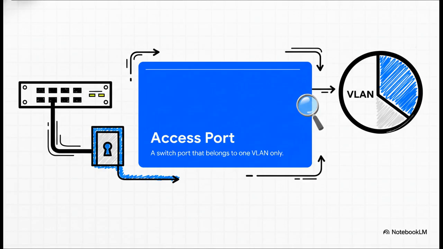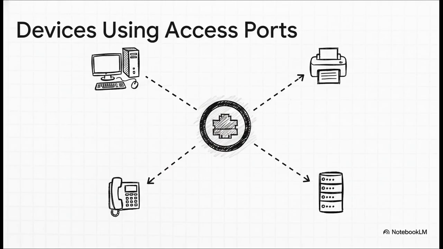One port, one VLAN. And listen, this isn't some weird, abstract network thing. We're talking about the devices you see and use every single day. Your computer, the printer down the hall, your desk phone, even the servers. They all connect to the network using these access ports.